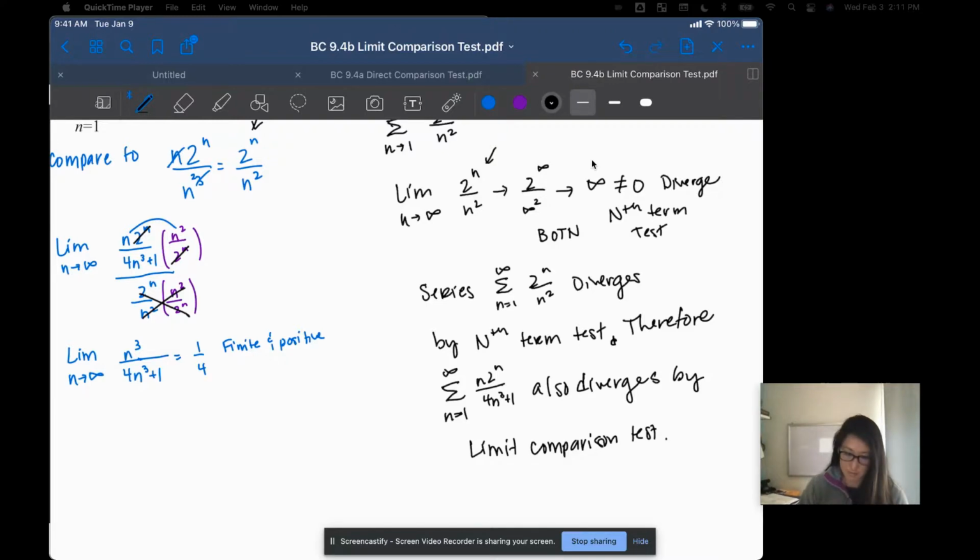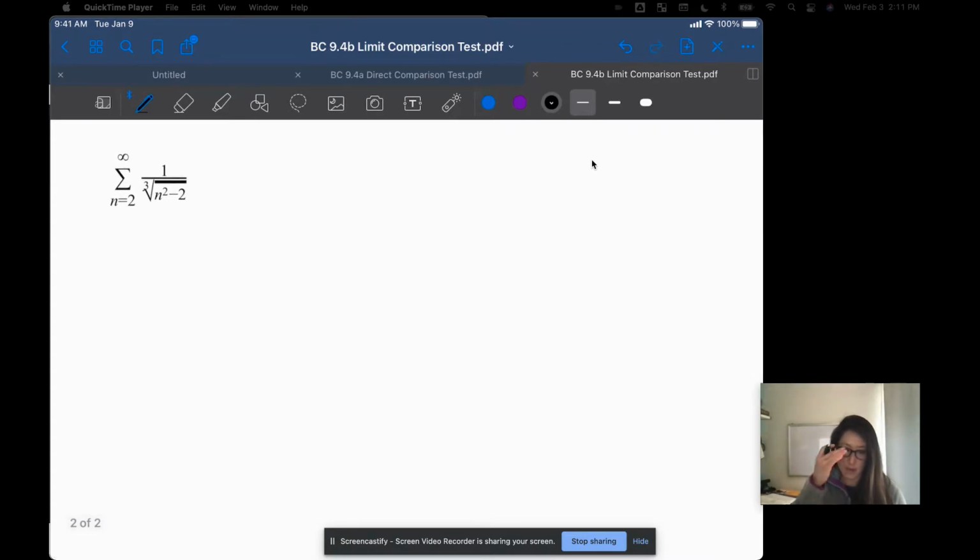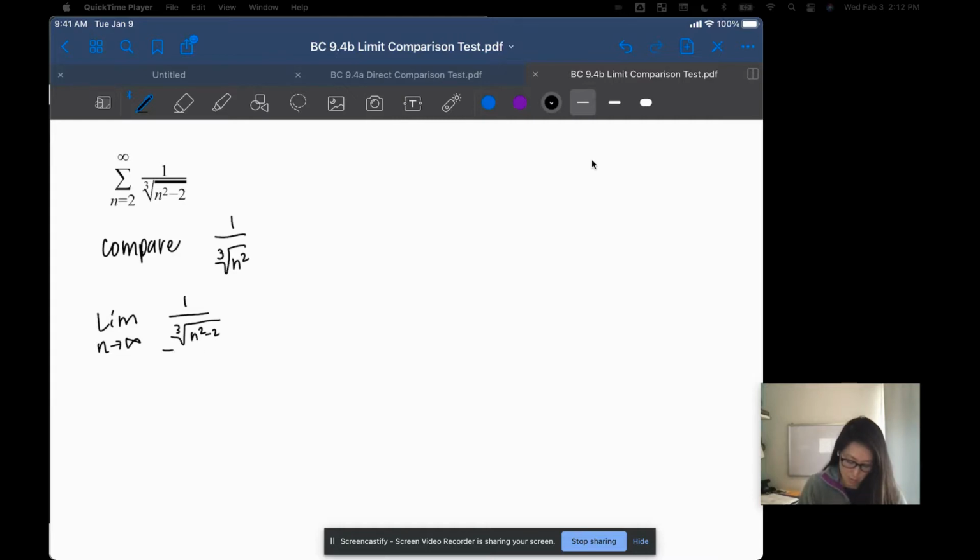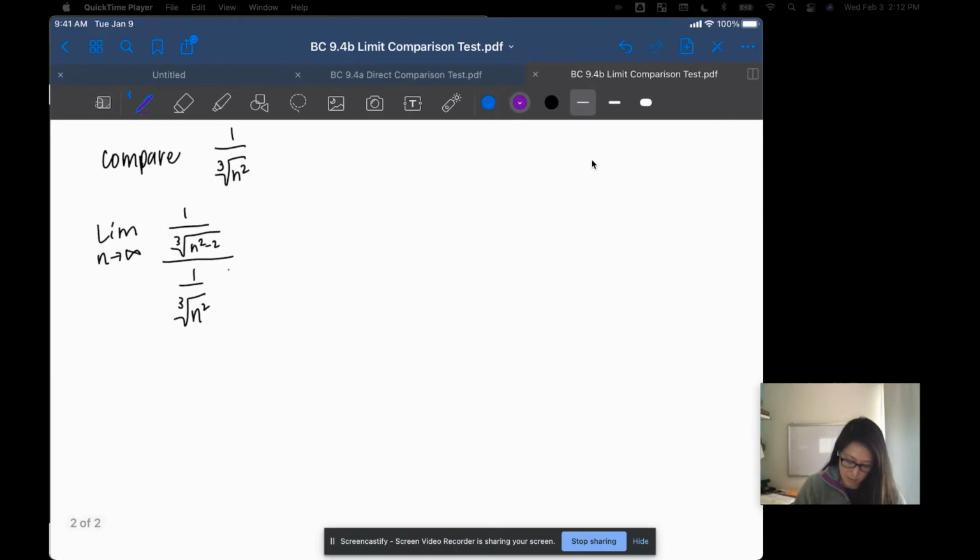Okay, next up, last one. So we have the sum from n equals 2 to infinity of 1 over the cube root of n squared minus 2. Okay. And this is pretty nasty looking. I'm going to go ahead and just try and compare it to something that has a similar setup. So 1 over the cube root of n squared. Okay. So let's take the limit as n approaches infinity of a sub n, which is 1 over the cube root of n squared minus 2, all over b sub n, which is 1 over the cube root of n squared. Okay, reciprocal time. So multiply by the cube root of n squared.